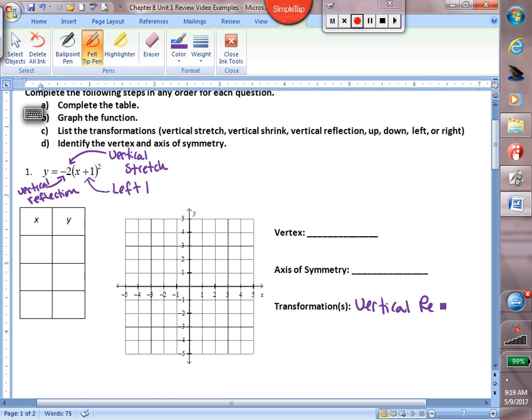So my transformations, if we want to list them out over here now, we can. We had a vertical reflection. We had a vertical stretch. And we also moved our graph to the left one.